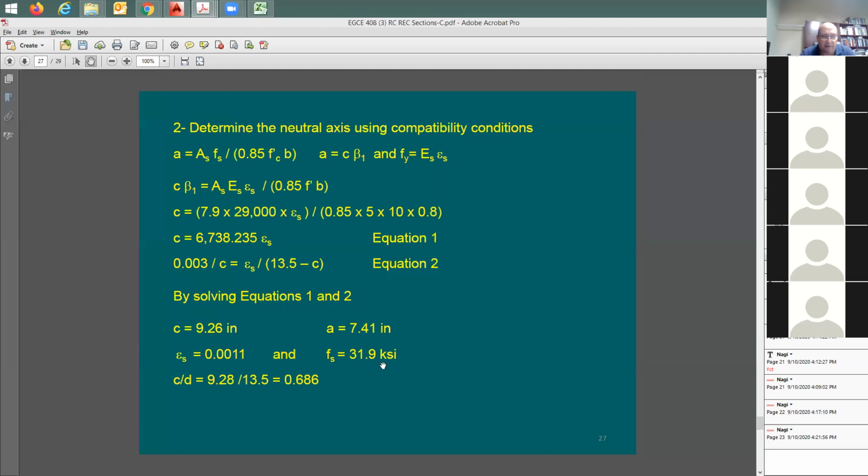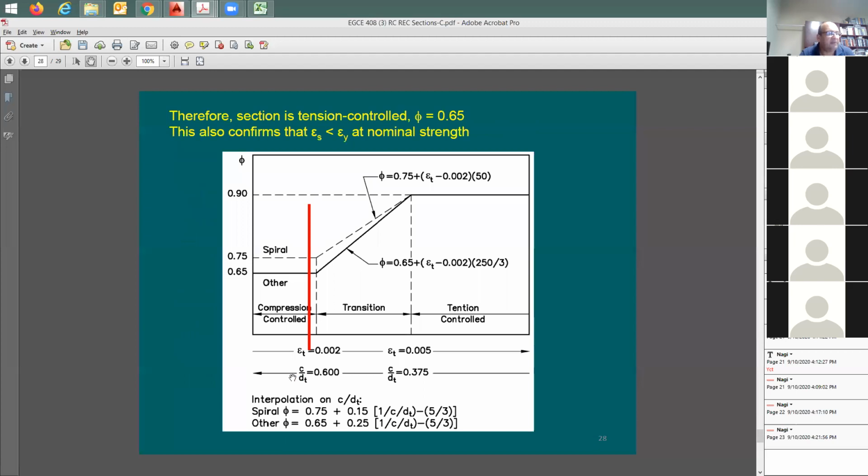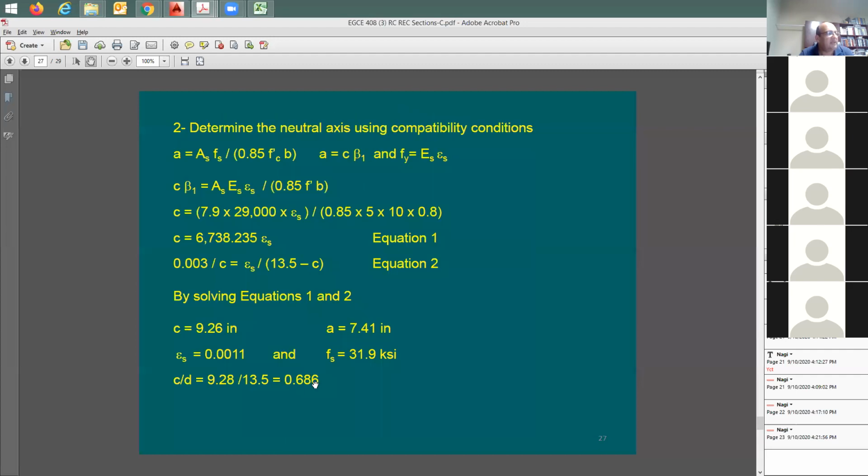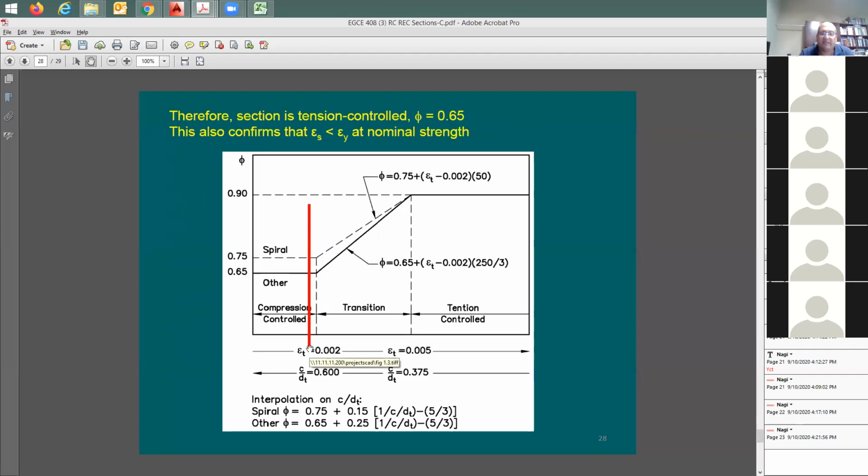Now, how about the phi factor? I said, well, phi factor, do you want to do it based on the strain in the steel or based on C over D? It's going to be up to you. So let's do it based on C over D or the strain. We're going to do it both. Going to move here to this. You're going to say now the strain in the steel is going to be 0.001. We are going to be in this range here. And also C over D is going to be higher than 0.6. Yeah, it's going to be 0.68. So it's going to be in this range. So what does it mean? It means that I'm going to be using here this solid line. And in this case, phi factor now becomes 0.65.